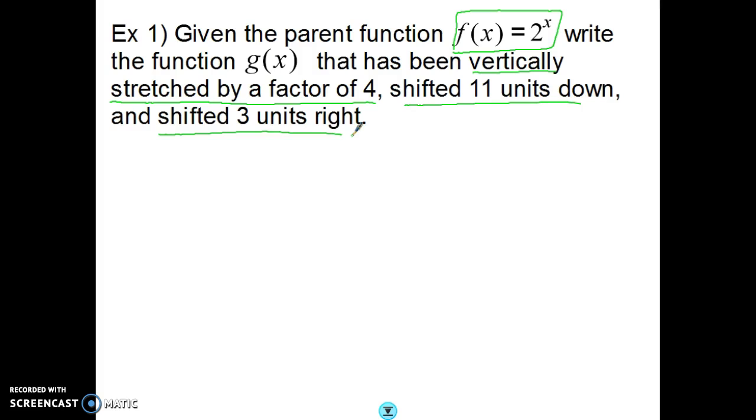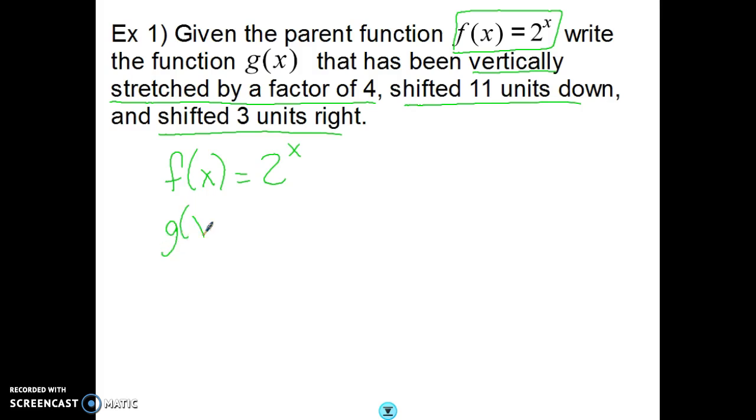So if we have this original f of x equals 2 to the x, well, first I want to figure out what do I have to change in order to apply this vertical stretch by a factor of 4. Now how I'm doing this, I'm looking back at the notes I just took from the previous video and thinking, well, what do I have to do mathematically to get a vertical stretch? Well, to get a vertical stretch, I have to multiply by some number out front.